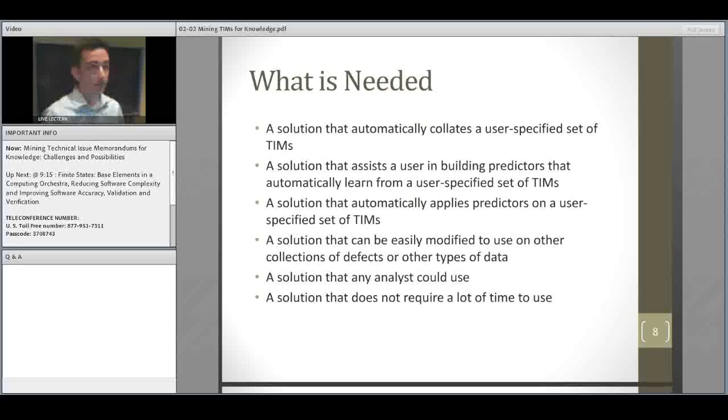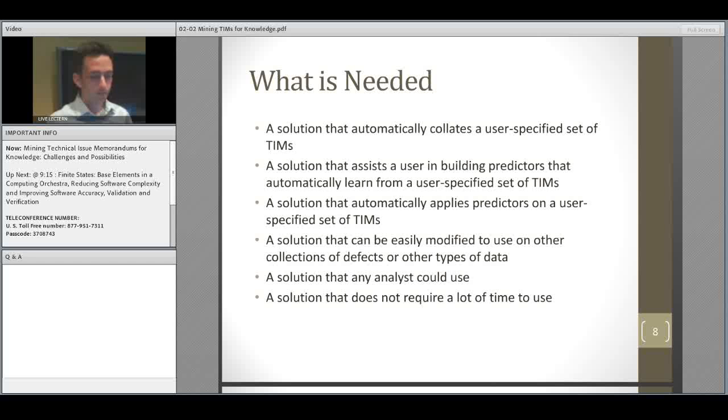So any solution for being able to mine these TIMs for more knowledge, one of the key needs of that solution is to not have a high impact in terms of effort, in terms of taking away time that we have already allocated to our IV&V projects, as well as program support.